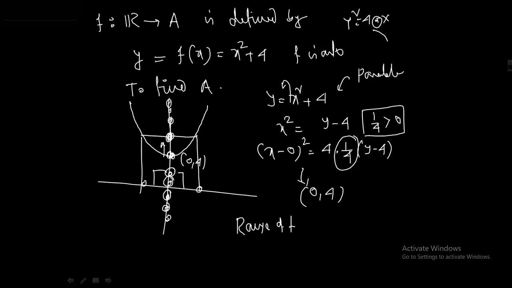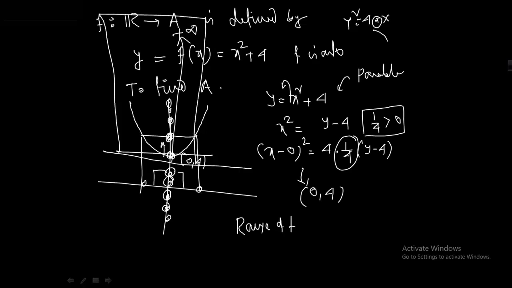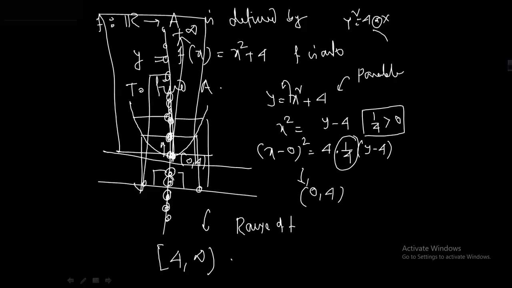So if we restrict our codomain from this part up to positive infinity, then the function will become onto, because each and every element lying within this part, from 4 to infinity, this is 4, we can definitely get pre-images. That means any of these elements can be considered as images of some of the elements of the domain.